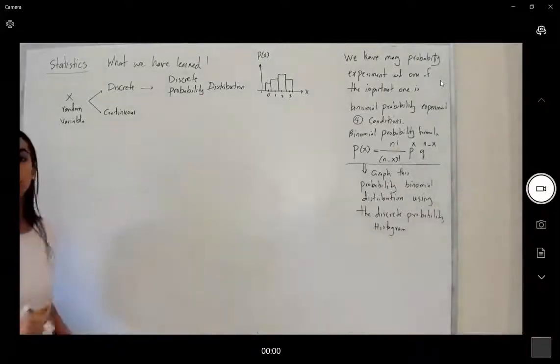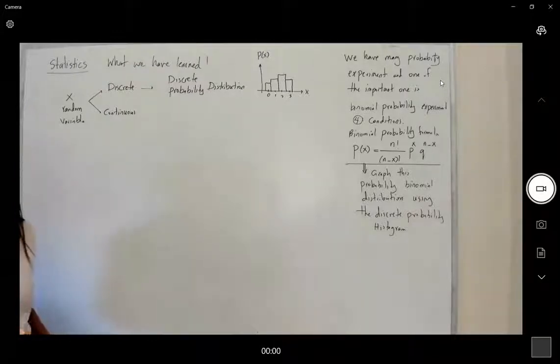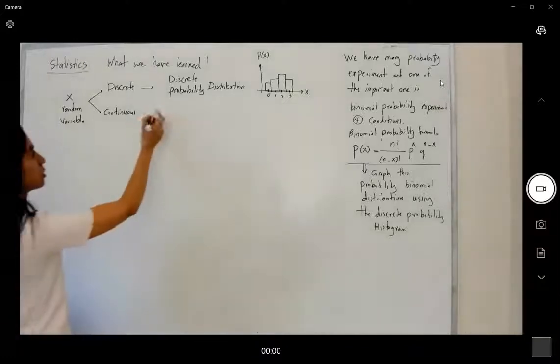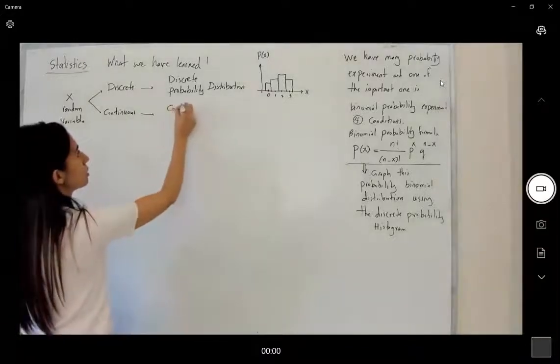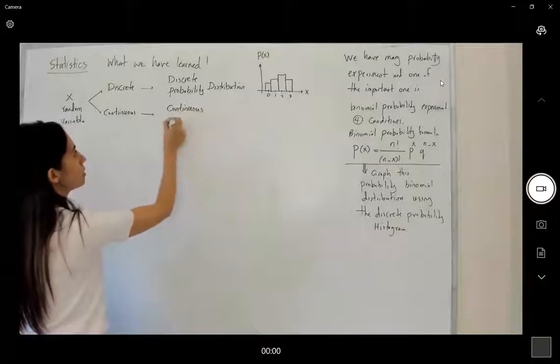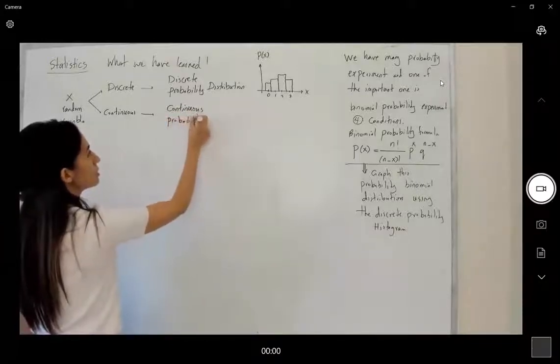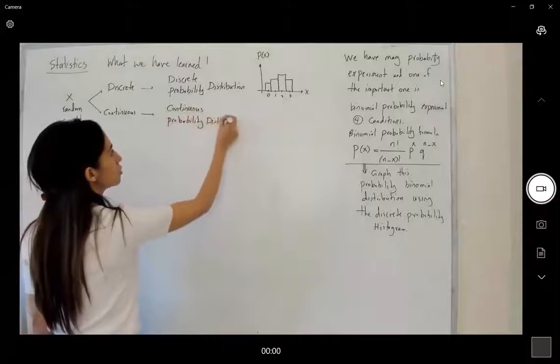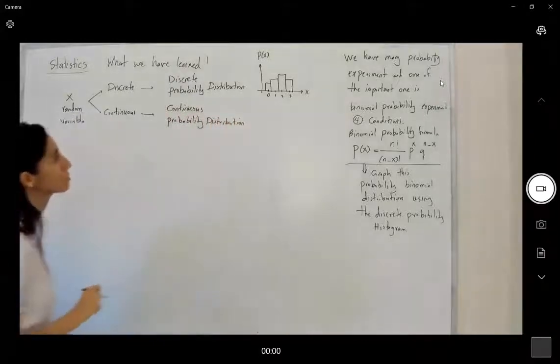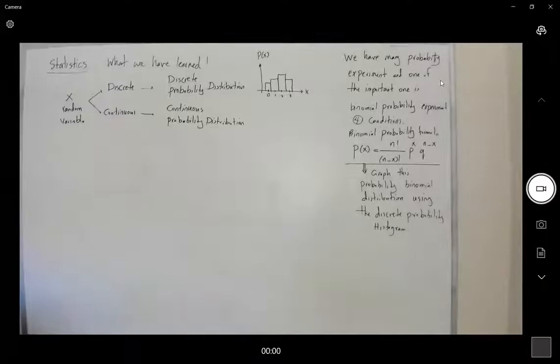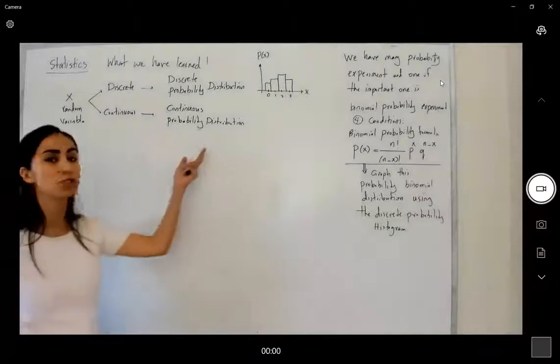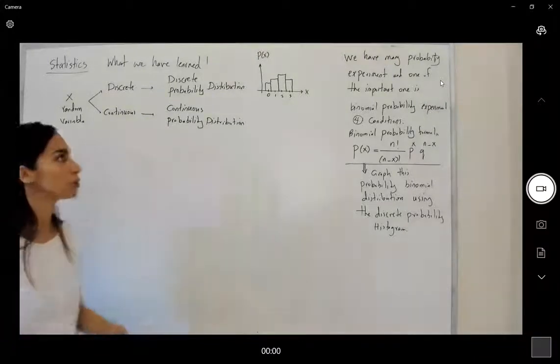In chapter 5, we introduced a continuous random variable. For a continuous random variable, we have the probability distribution, which is called the continuous probability distribution. Very well. One of the most important continuous probability distributions is the normal distribution.